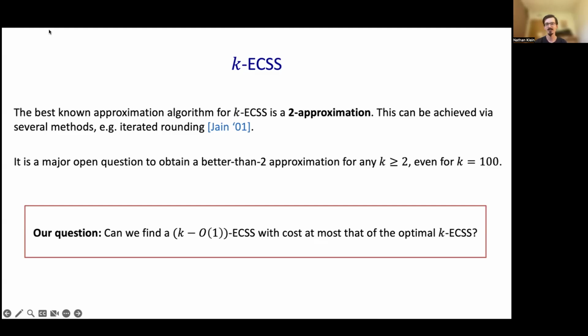For large k, this is actually quite appealing, right? If I want to design a highly connected network, say 1,000 edge connected, I would probably prefer to lose nothing in cost and get a 990 edge connected graph, rather than pay twice as much just to get that last 10 units, or order 1 units, of connectivity.